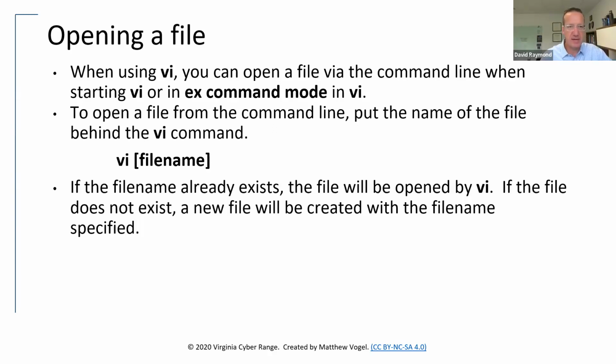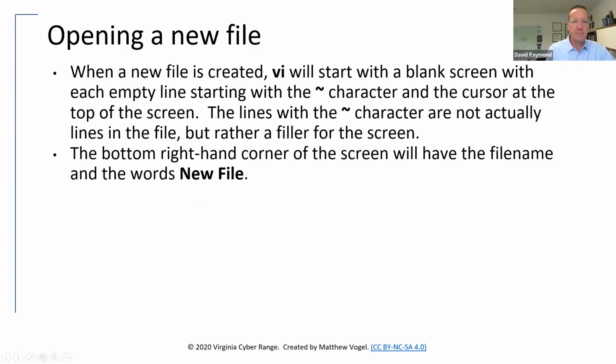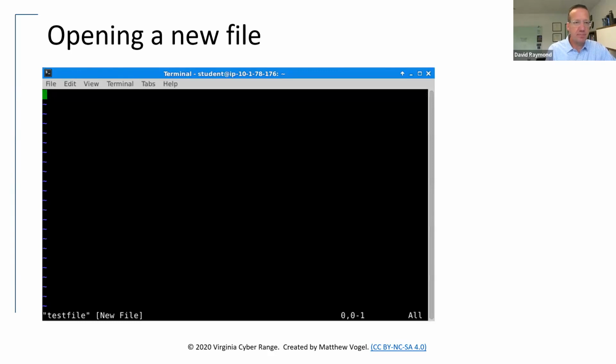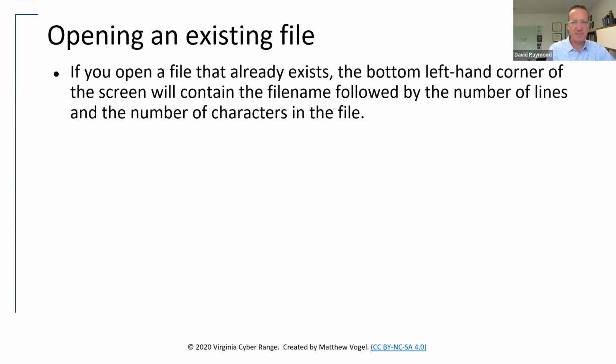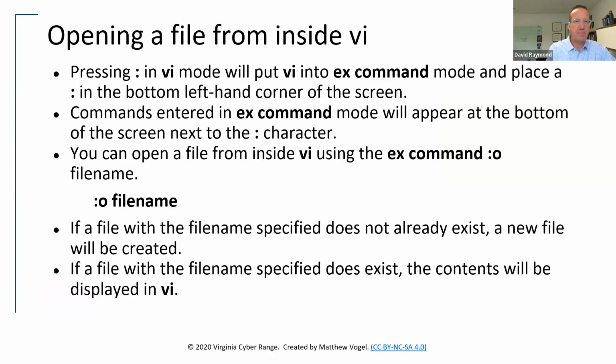So if I want to open an existing file, I can type VI and then the file name, and that's going to open an existing file. I can also create a new file with VI. But here I want to open an existing file, right? This is how you do it. I hit the colon in VI to get to execute command mode, and when I do that, I'm going to see the colon in the bottom left-hand corner of the screen. Then I type O, then a space, and then the file name. If a file with that name does not already exist, a new file is going to be created. If a file does exist, its contents will be displayed in VI.